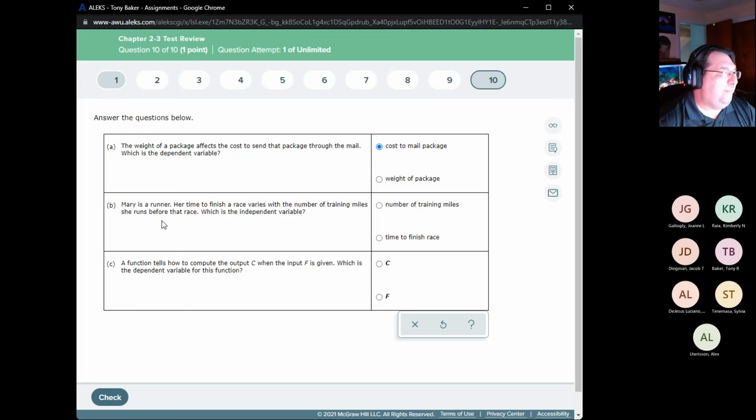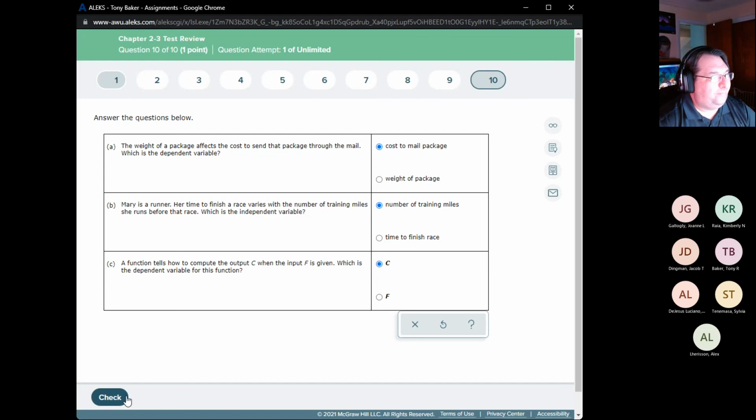All right, Mary is a runner. Her time to finish the race varies with the number of training miles she runs before that race. Which is the independent variable? Is the independent variable the number of training miles or how fast she finishes the race? Which one's going to happen first? The training. Right, the training's going to happen first. That's my independent variable. And this one says a function, the output is C, the input is F. What's the dependent variable? Remember, dependent is output.